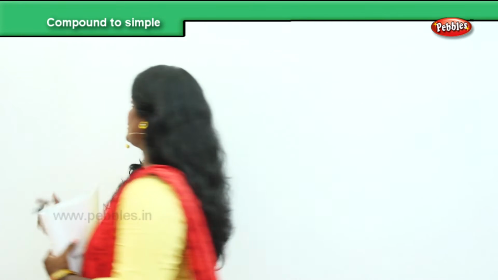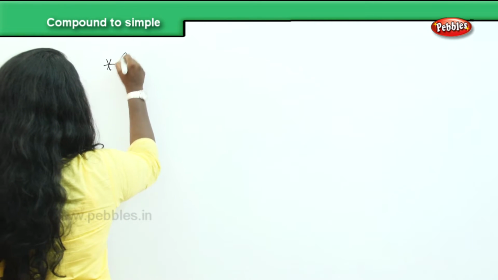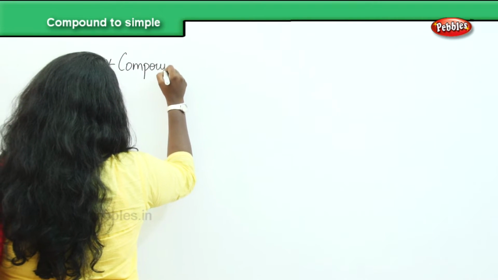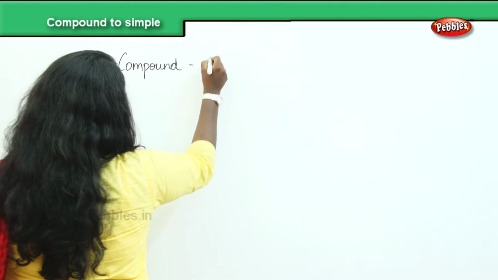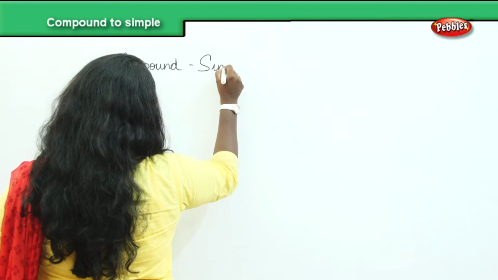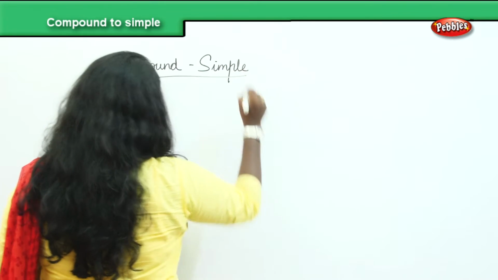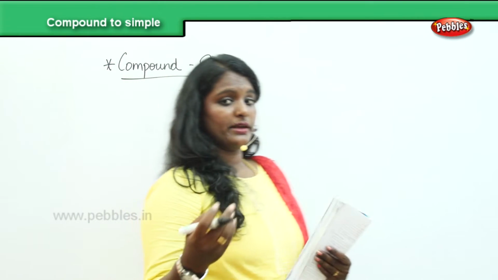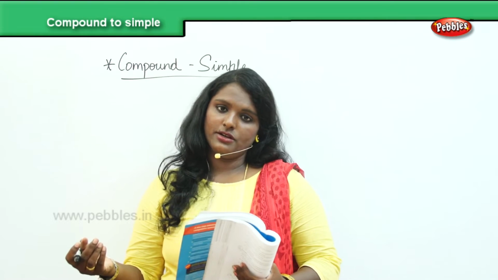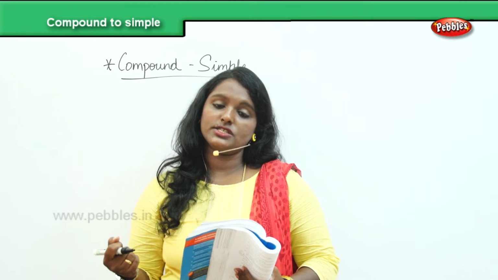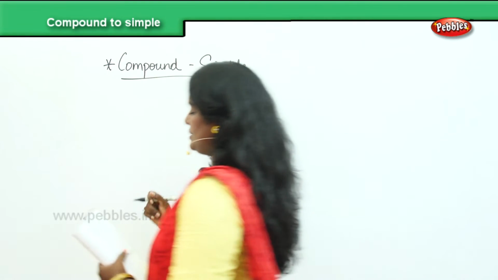The next transformation is from a compound sentence to a simple sentence. Now, in a compound sentence, you have a main clause and a coordinate clause. All you need to know is to contract the coordinate clause into a single phrase or a word.